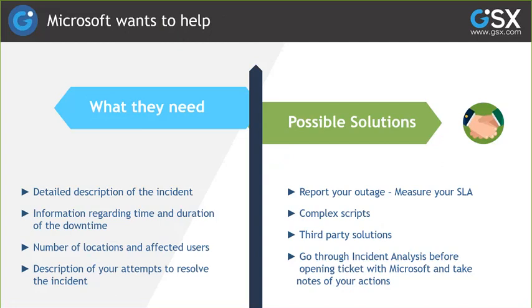Basically, to provide this information, you need statistics. To collect them, you can either deploy and maintain complex scripts running from every location, alerting you, feeding a database that will then be shared with Microsoft. So it's kind of a complex job to do. Or you can use third-party solution tools like JSX, Gizmo, and our Robot User for Office 365.